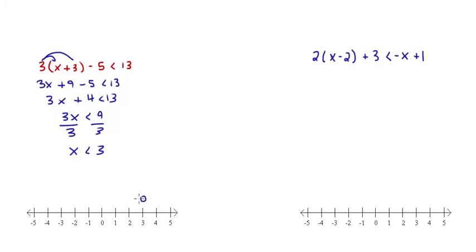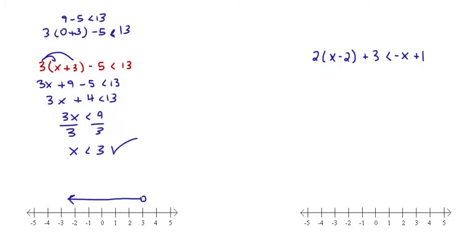So open circle to the left. And we can double check. Let's pick any value that's less than 3. I think a very nice and easy one is 0, right? So let's plug that in up here. We get 3 times 0 plus 3 minus 5 is less than 13. Let's see if that's true. 3 times 3, right? 9 minus 5, less than 13. 4 is definitely less than 13.